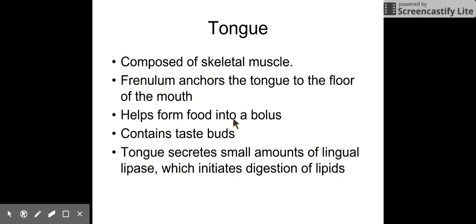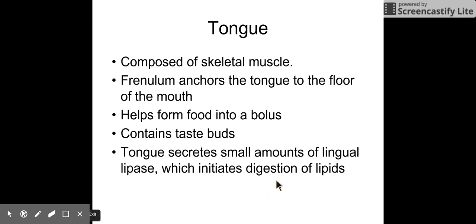Next, the tongue. This is a skeletal muscle, which means it is voluntary. And you have a strip of tissue called the frenulum, which holds the tongue to the floor of the mouth. The tongue's main function is to form the food into the bolus. And the bolus is a word that describes the shape of a package or packet of food as you swallow it. It also contains the taste buds, which allow for, obviously, the sense of taste to occur.